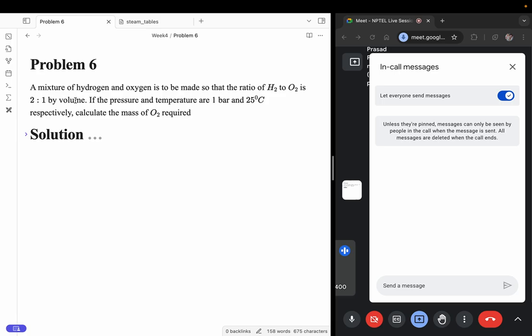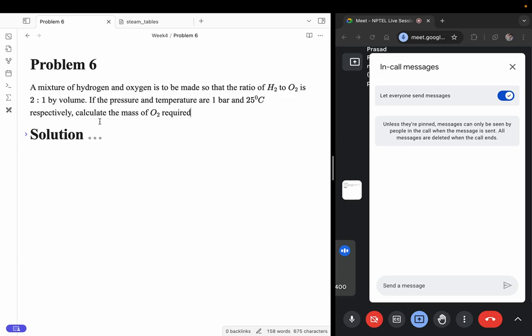Essentially, for example, for 1 kg of hydrogen, what is the amount of oxygen that you would require so that you would maintain this ratio 2:1 at 1 bar pressure and 25 Celsius? This is exactly how you specify the state. So how do you go ahead with this problem?